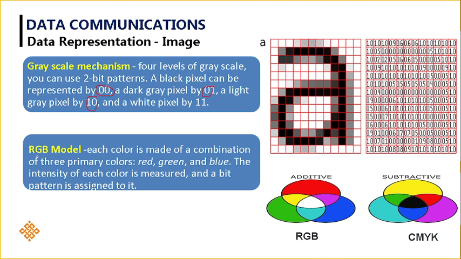So if you want more colors you can go for the RGB model. Each color is made up of a combination of 3 primary colors. We call it RGB: red, green and blue. The intensity of each color is measured and a bit pattern is assigned to it. Here you can see one is the RGB model. The other one is the CMYK model. More information we will see about RGB and CMYK models in the future.